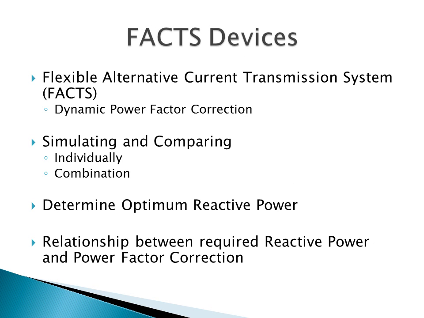Each of the mentioned FACTS devices performs dynamic power factor correction via different methods and with varying degrees of effectiveness. By simulating and comparing these devices, individually and in combination, one should be able to determine the optimum reactive power through a given branch and the relationship between required reactive power and power factor correction.